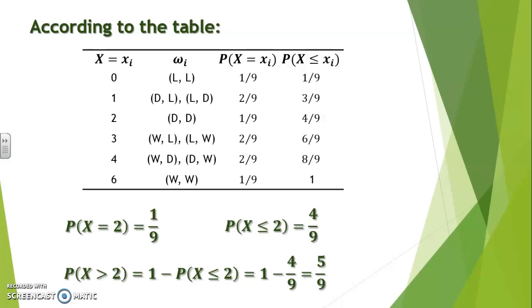Finally, the probability that a team will accumulate more than 2 points can be seen as the complement, so the opposite of having 2 or fewer points. So again, we can use the cumulative probability column and go by exclusion. So 1 minus the probability that x will be less or equal to 2.